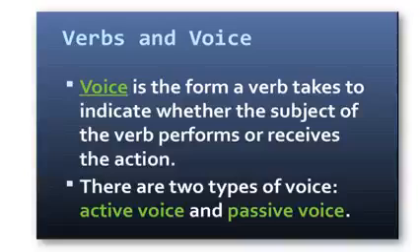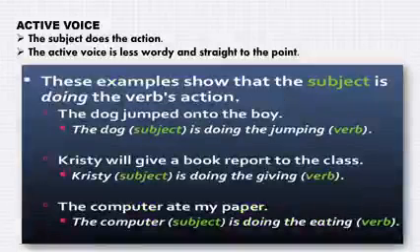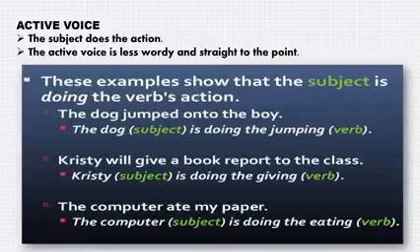Voice is the form a verb takes to indicate whether the subject of the verb performs or receives the action. So there are two types of voice, the active voice and the passive voice. So for the active voice, the subject does the action, or the subject is the one doing the action. The active voice is less wordy and straight to the point. So these examples show that the subject is doing the verb's action.